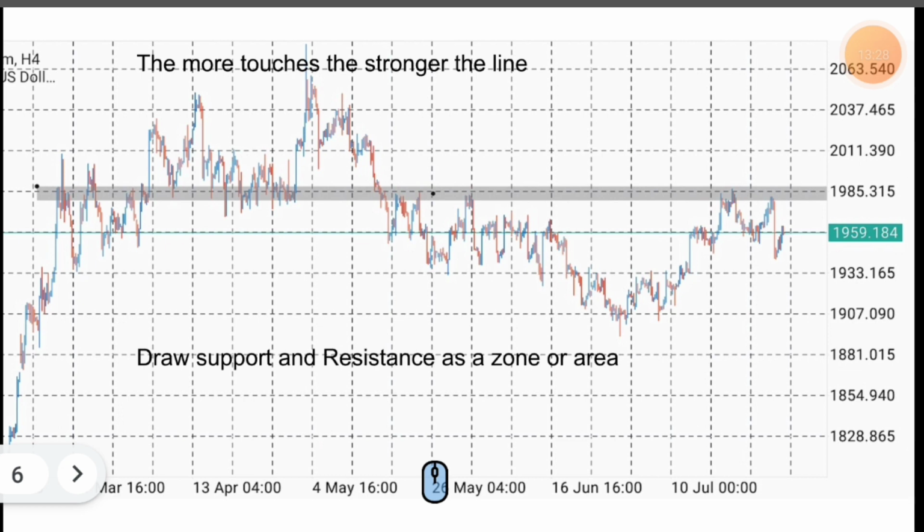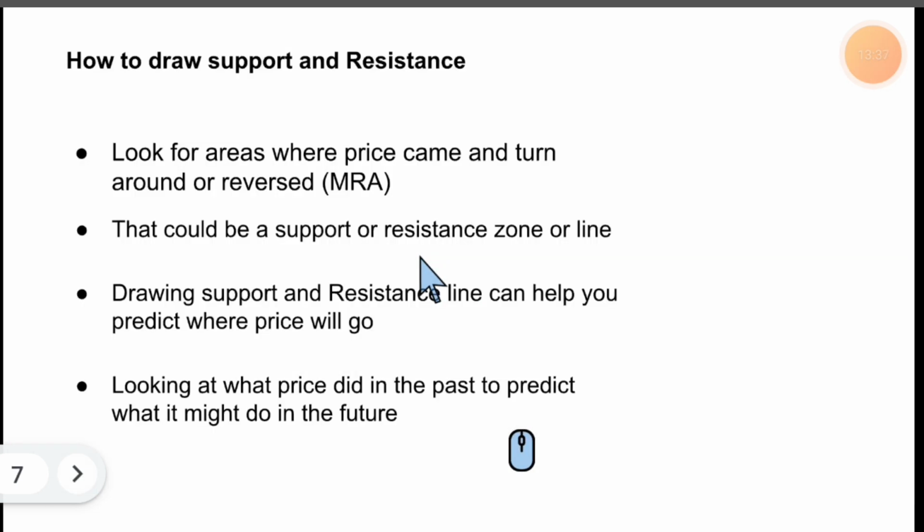So draw support and resistance as a zone. It is more than just a line. You should draw it as a zone, not as just a line. All right, so you can see that.